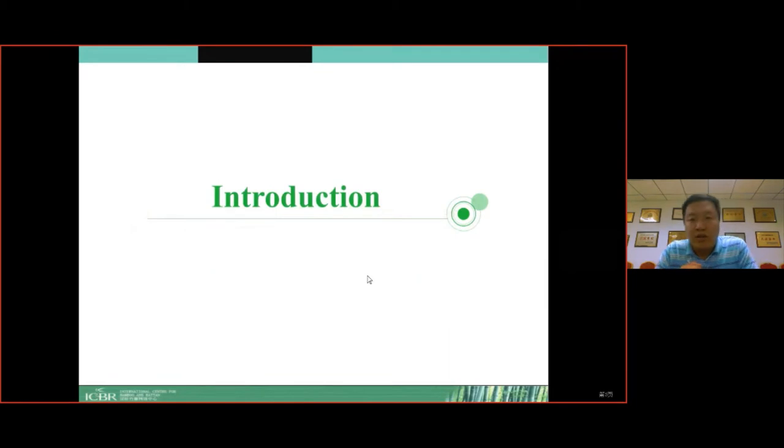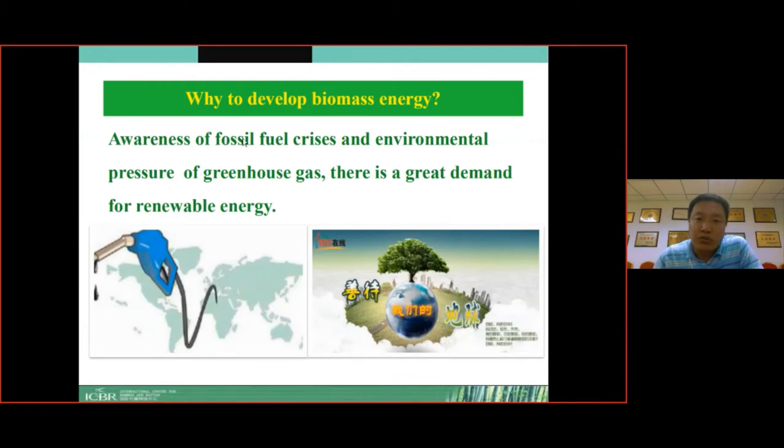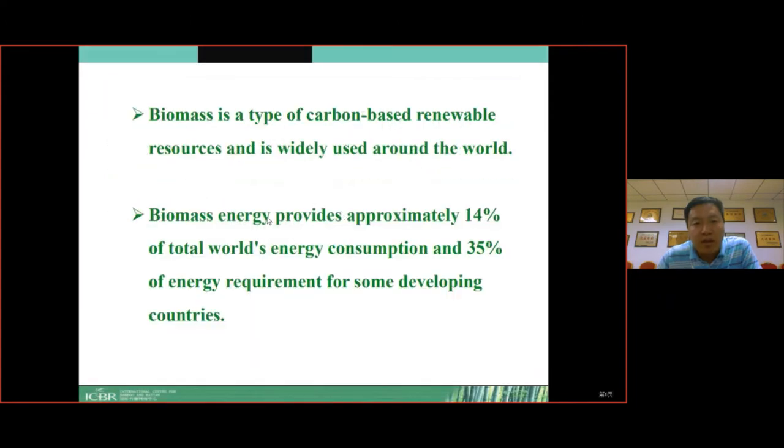Now I introduce the background of biomass energy. Why do we need to develop biomass energy? You know, in the era of the fossil fuel crisis and environmental pressures, the greenhouse effect, there is a great demand for renewable energy. And biomass is a type of carbon-based renewable resource and is widely used around the world. Biomass energy provides approximately 14% of the total world energy consumption, and 35% of the energy requirement for some developing countries.